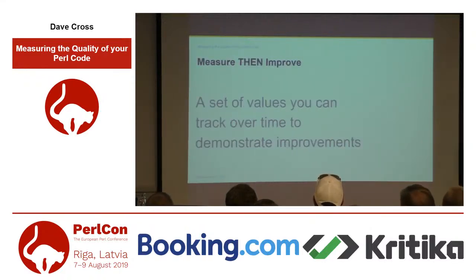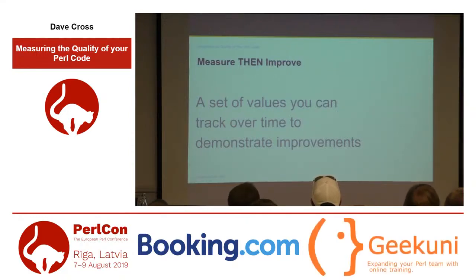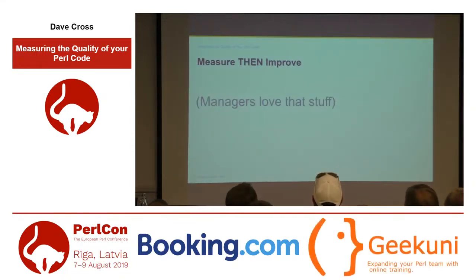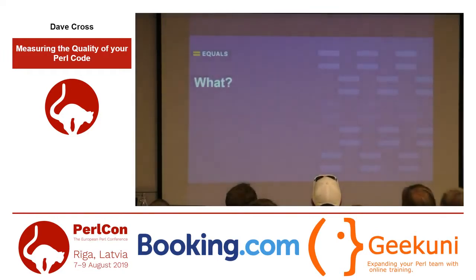So we're looking at measuring, then improving. What we're looking for here is a set of values that you can track over time to demonstrate the improvement in the quality of your code. Yeah, managers love all that stuff. Imagine if you could show your manager a graph that looks like this of the quality of your code improving every month. Okay, so that's a quick look at why we want to do this.